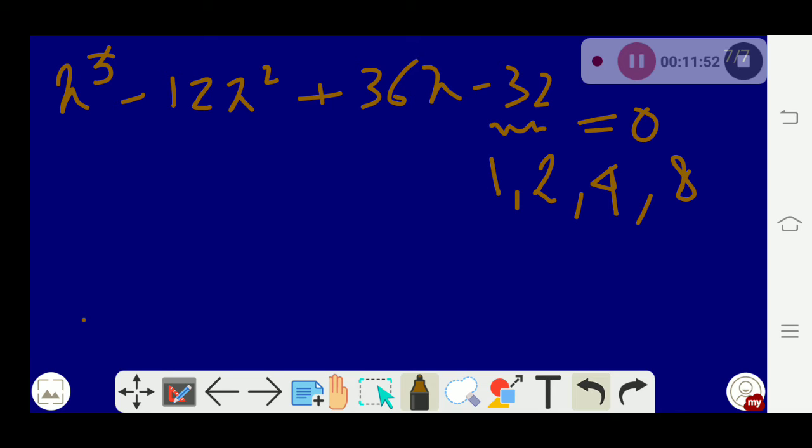Factors are nothing but the numbers by which 32 can be divided. 32 can be divided by 1, by 2, by 4, by 8, by 16, by 32. But our main objective is that it shouldn't cross this number, it shouldn't cross 12. So we can't write 16 and 32 in this equation. You people need to remember that.